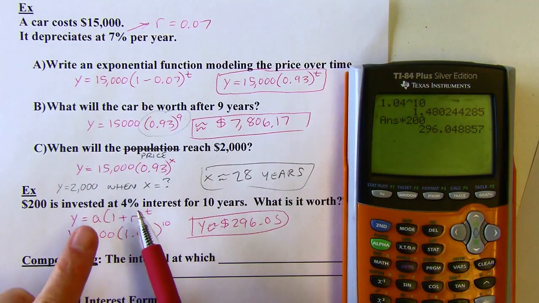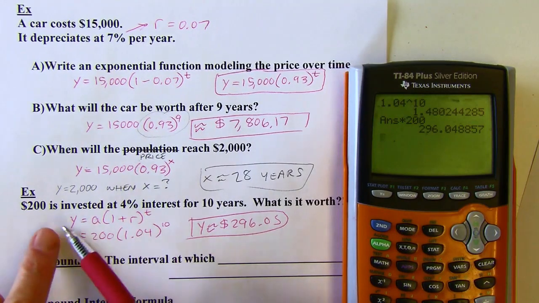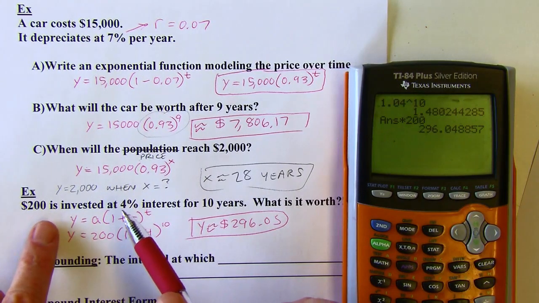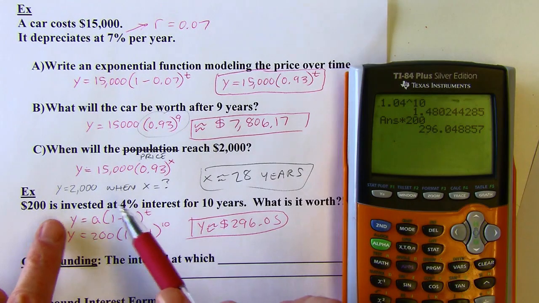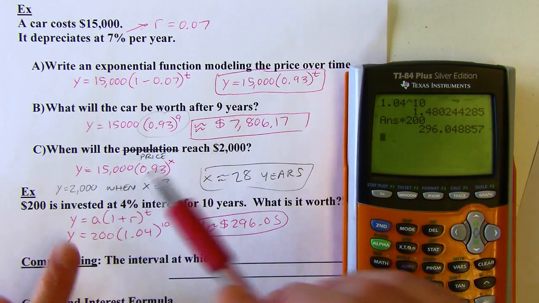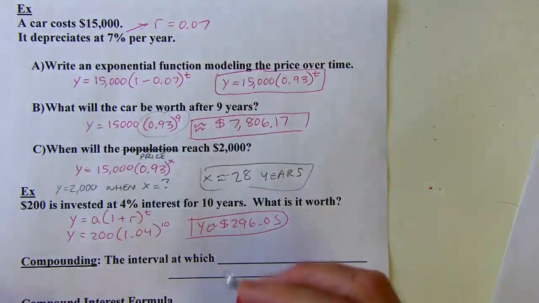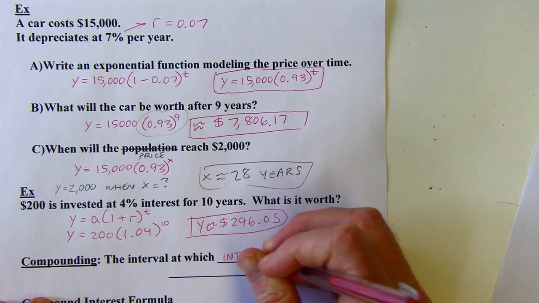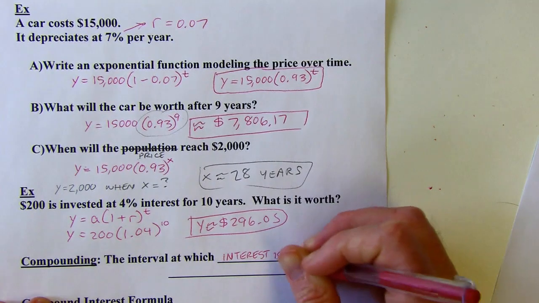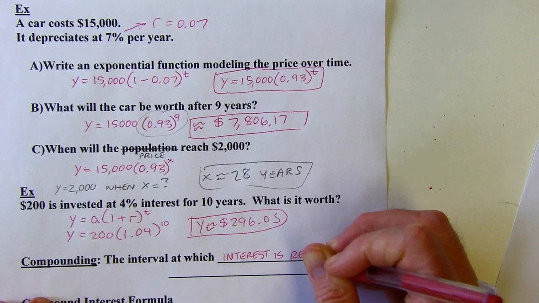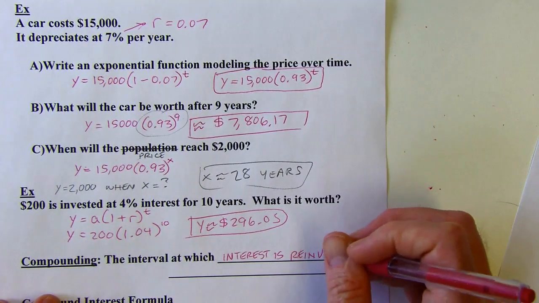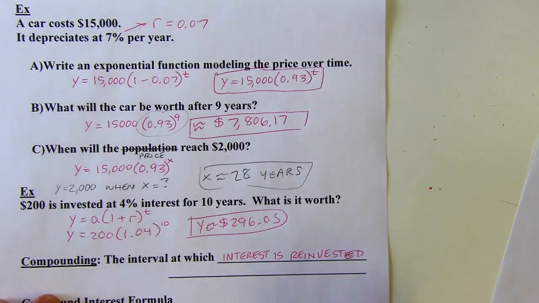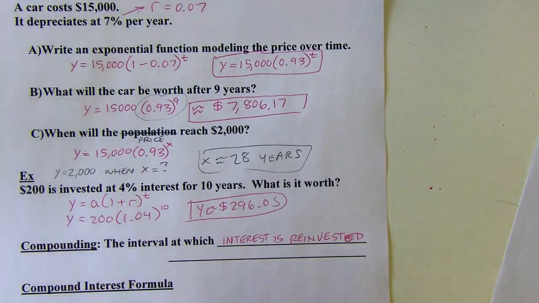So if it's not mentioned, it's assuming that at the 1-year anniversary of when you put in the $200, that's when you add in 4% of 200 to the bank. Okay, and at the end of the second year, you'd add in 4% of whatever the new total was, and so forth. Okay, so compounding is the interval at which interest is reinvested. Now this doesn't have to be money and investing, right? But it's the interval at which you take the percentage of something that's growing or decreasing.